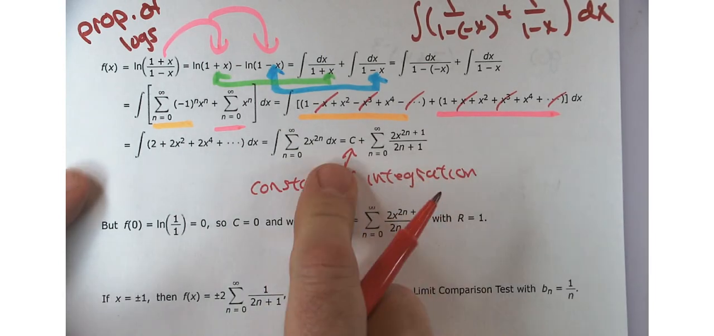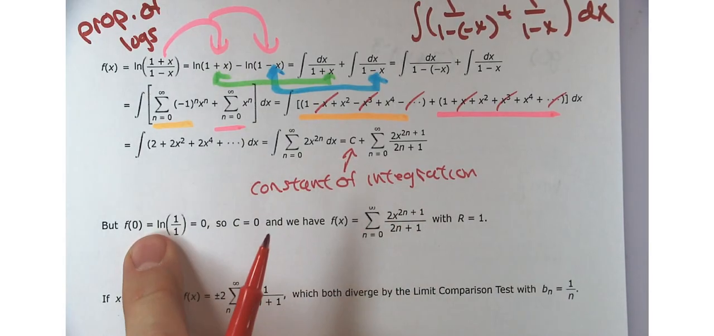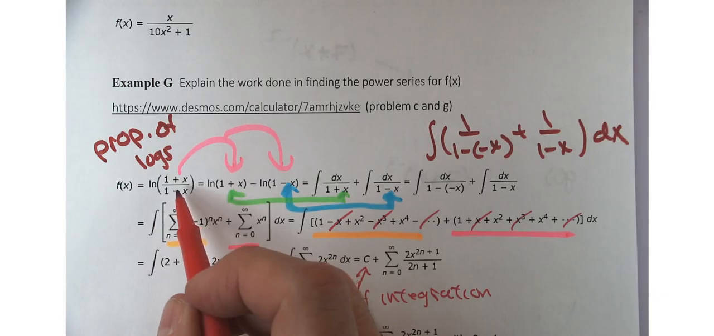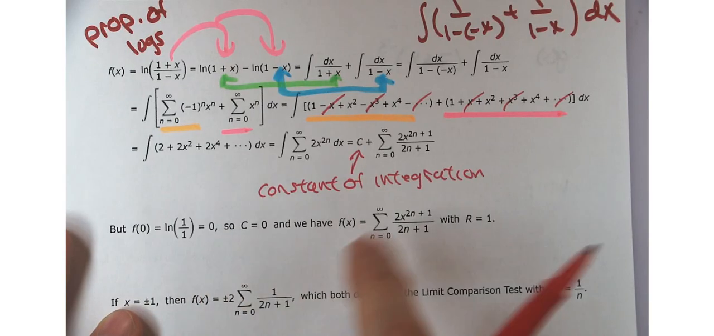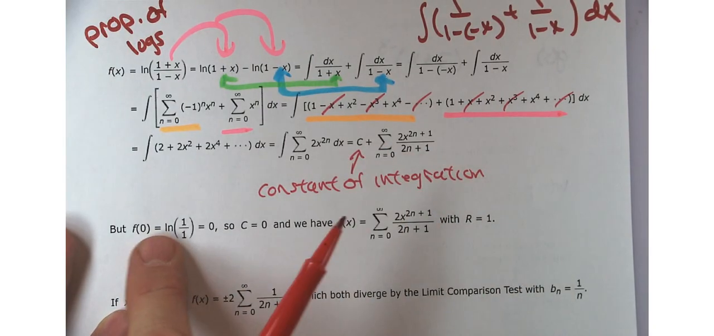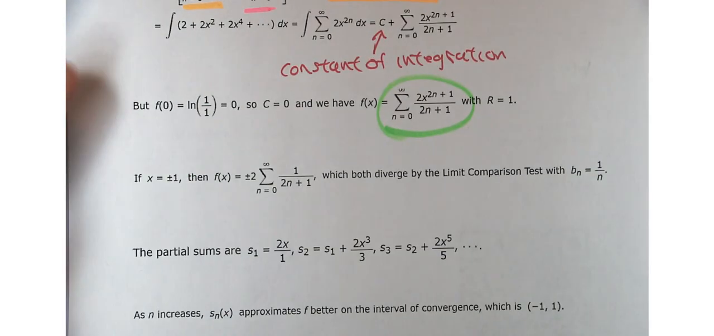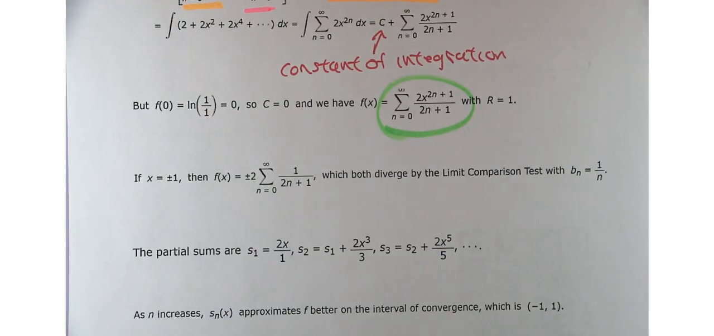If you happen to notice that f of 0, if I put in a 0 here, I get the log of 1. What's the log of 1? 0. So plugging that in here, f of 0 equals 0 means that c equals 0. So our function is really just the sum of this series. You can check that it has a radius of convergence of 1, and it doesn't converge at either of the endpoints. So, nice.